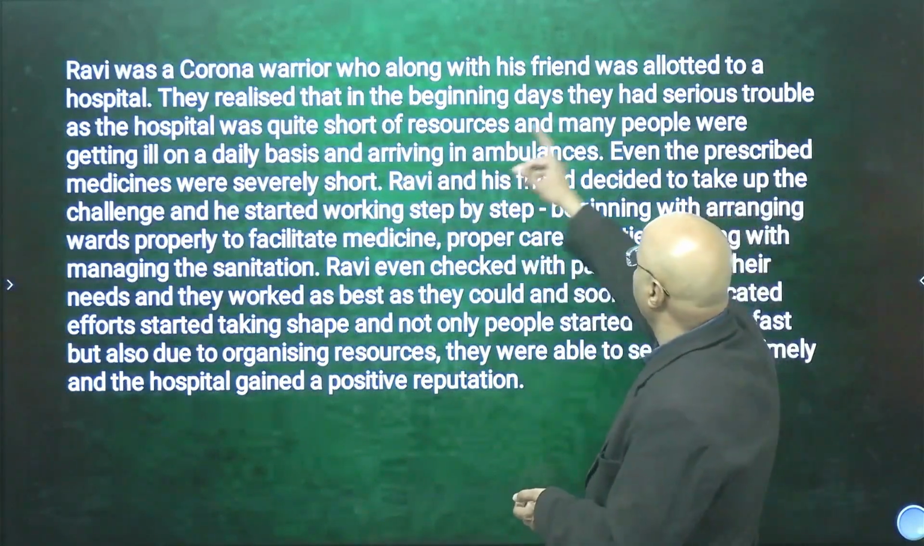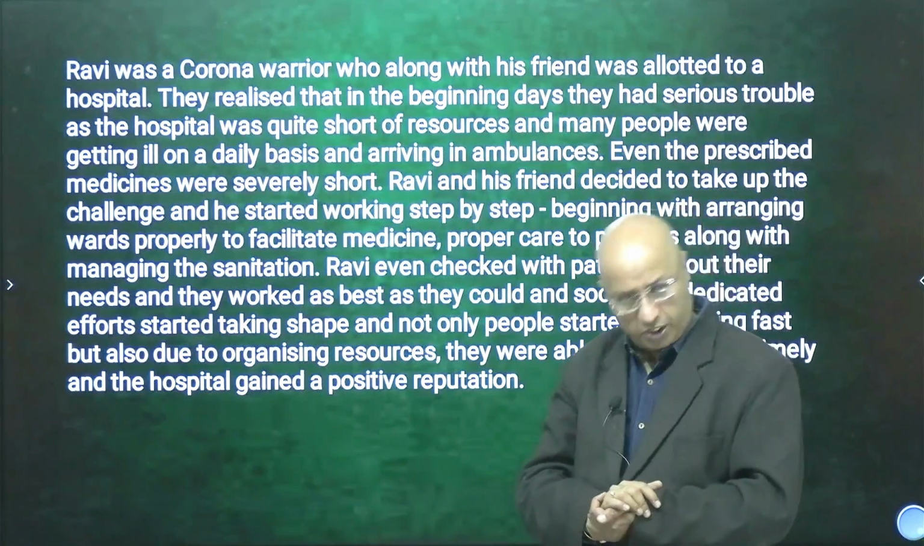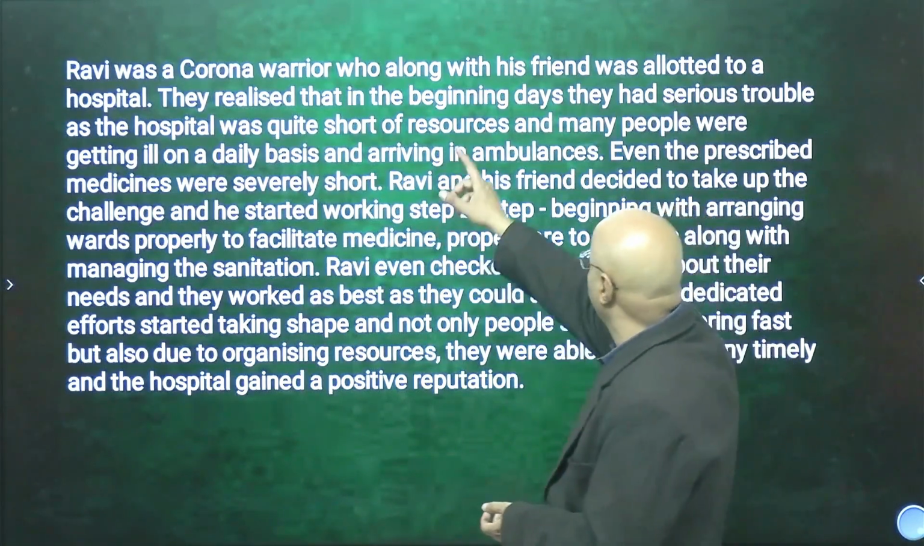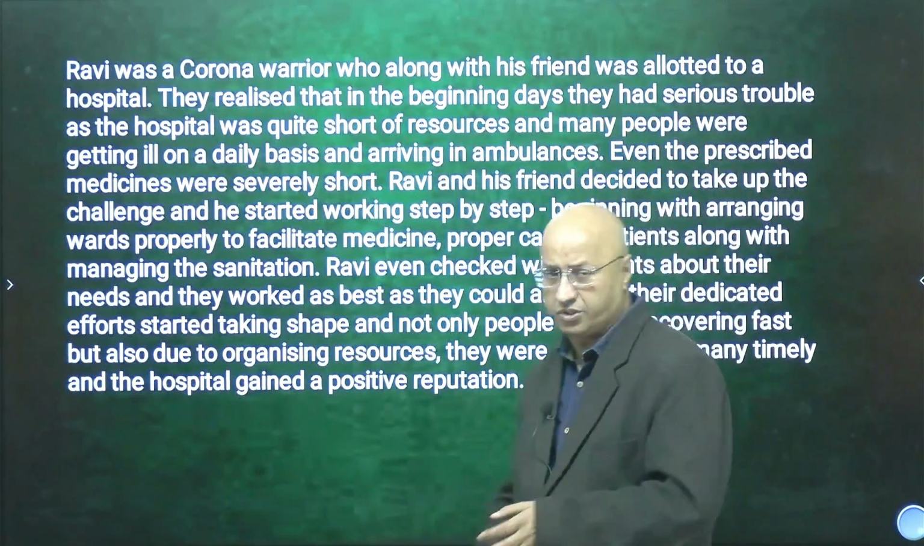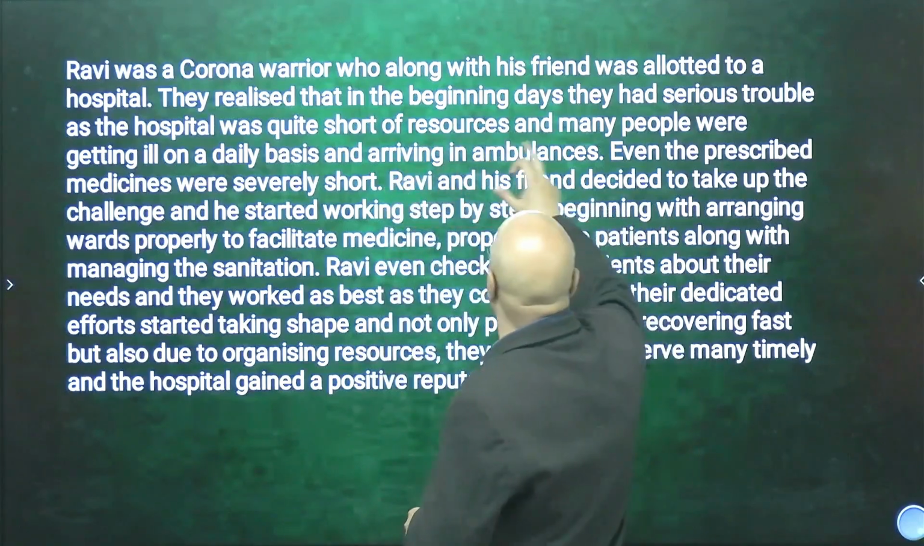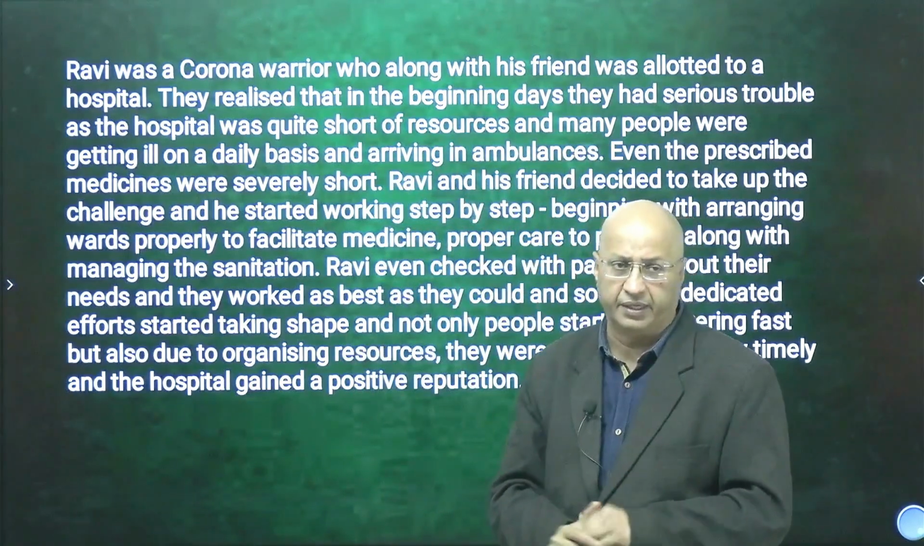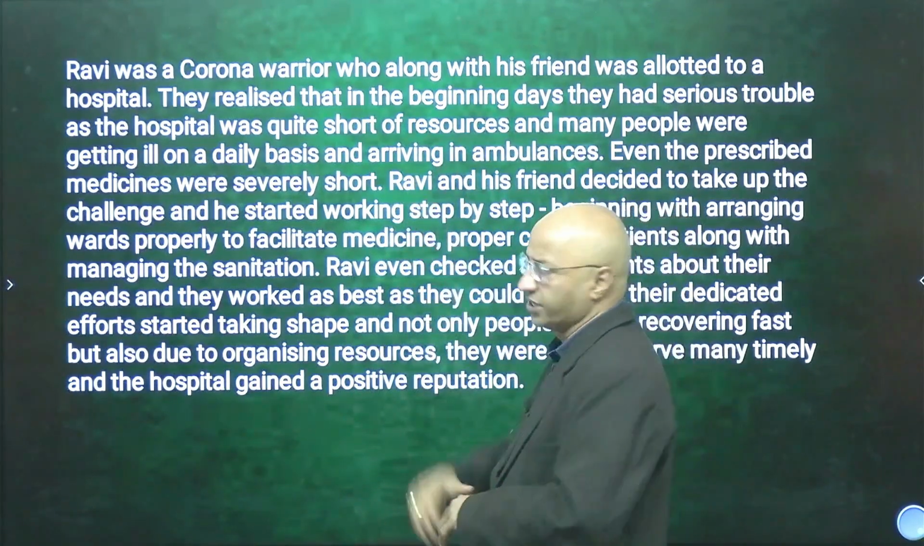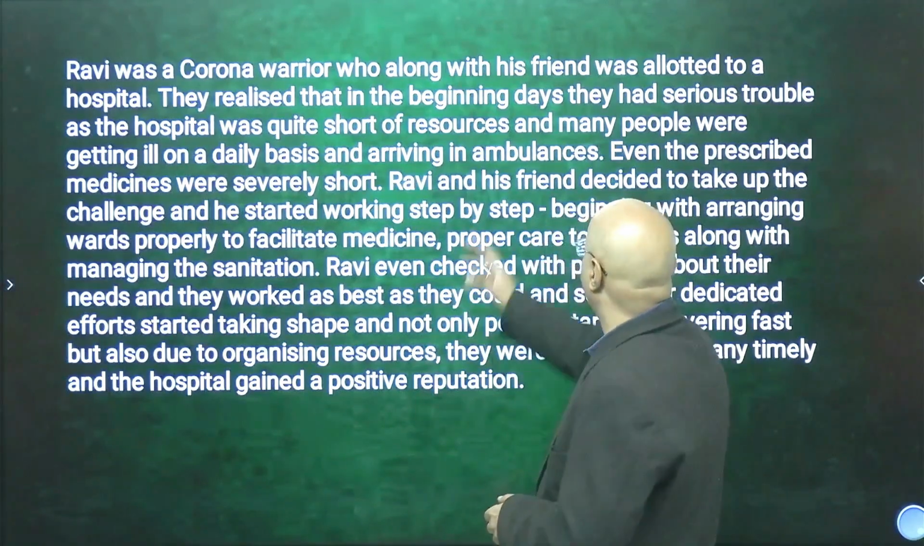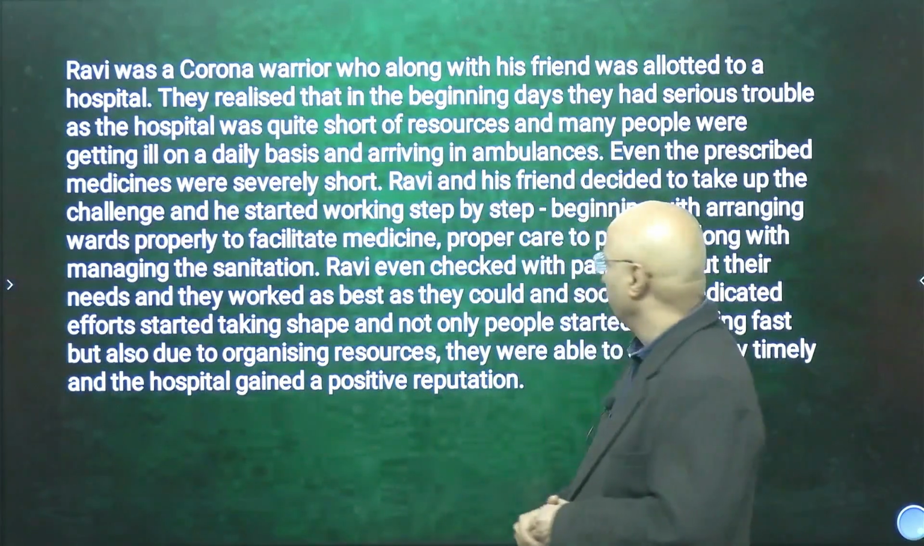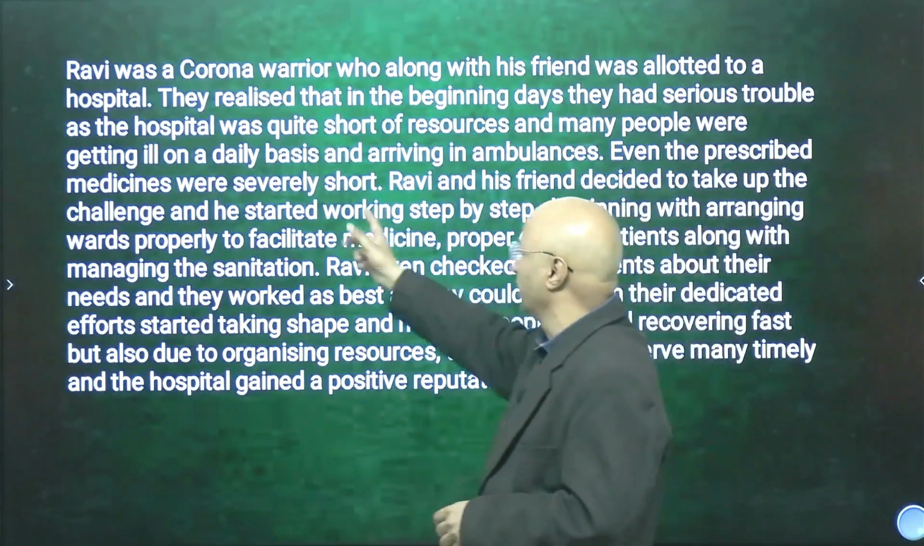Ravi was a Corona warrior who, along with his friend, was allotted to a hospital. They realized that in the beginning days they had serious trouble, as the hospital was quite short of resources and many people were getting ill on a daily basis. They were getting ill and arriving in ambulances. Even the prescribed medicines were severely short.